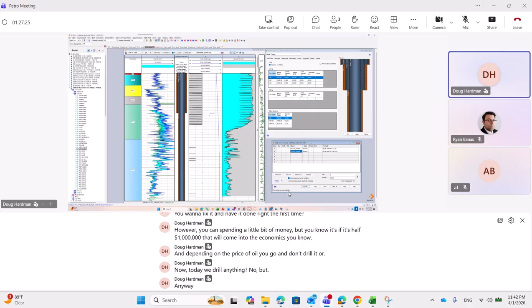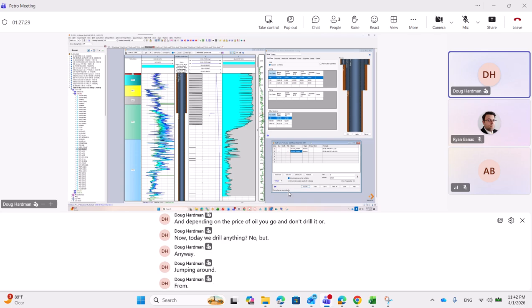Anyway, jumping around from open hole, cased hole, production, SWDs. So we welcome any reservoir engineering input.